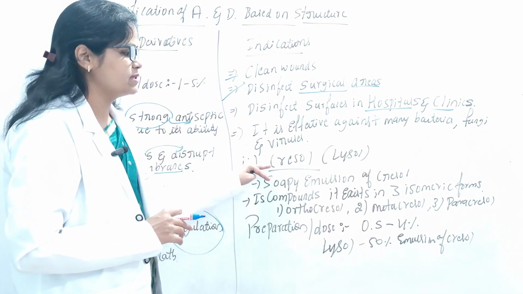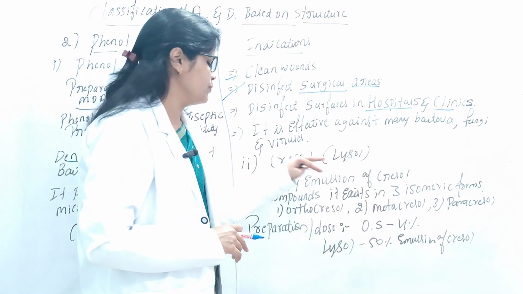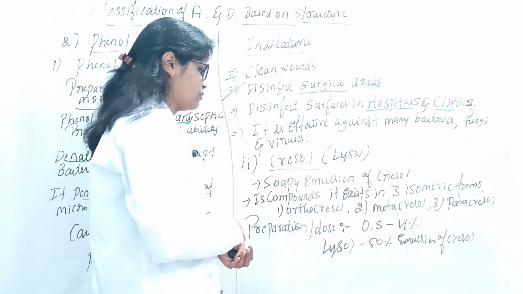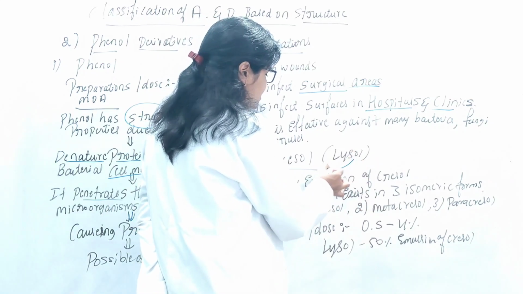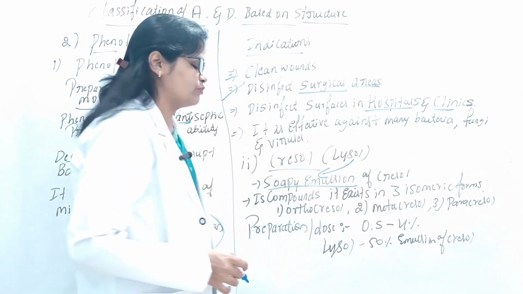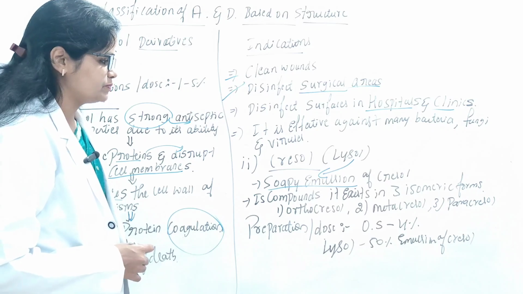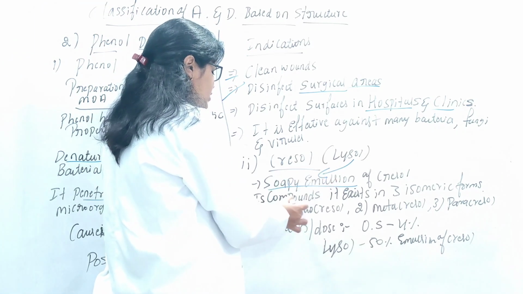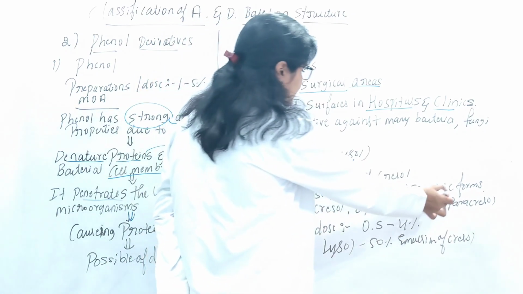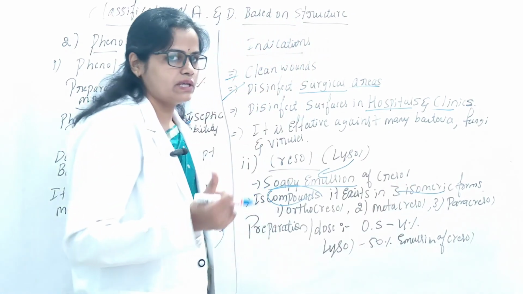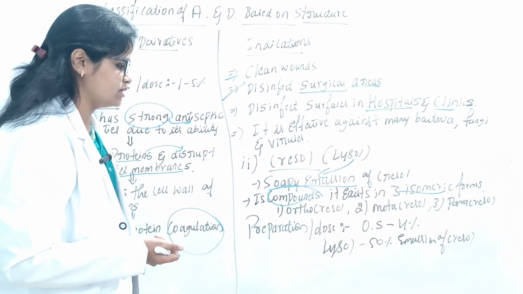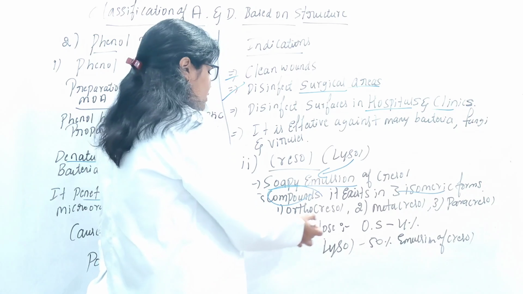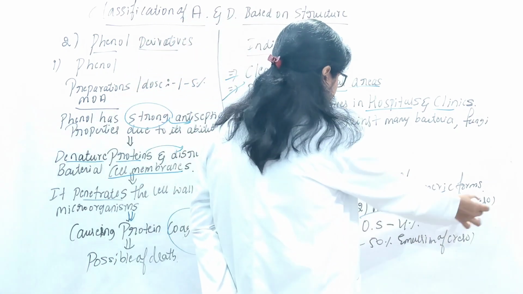And next is cresol. Cresol is also called lysol. It is present in the form of a soapy emulsion of cresol, and the compound exists in three isomeric forms, meaning three types. It is available as orthocresol, metacresol, and paracresol. Okay, these are the three isomeric forms of lysol or cresol.